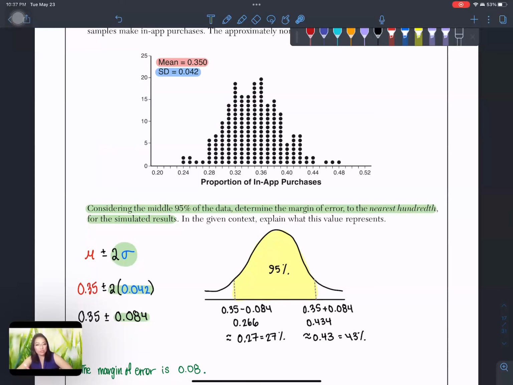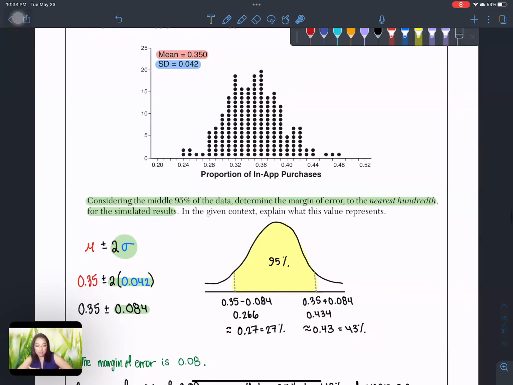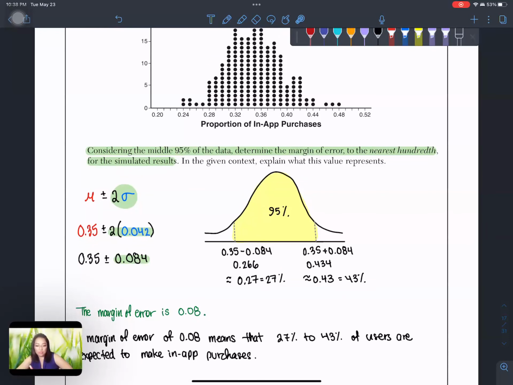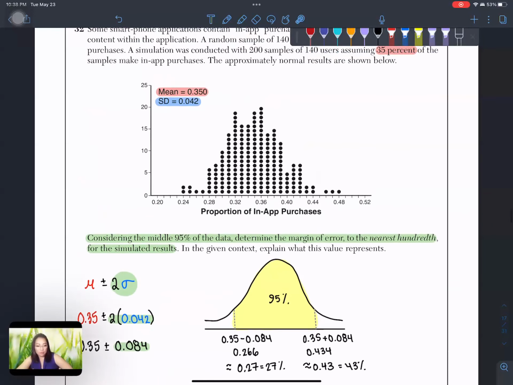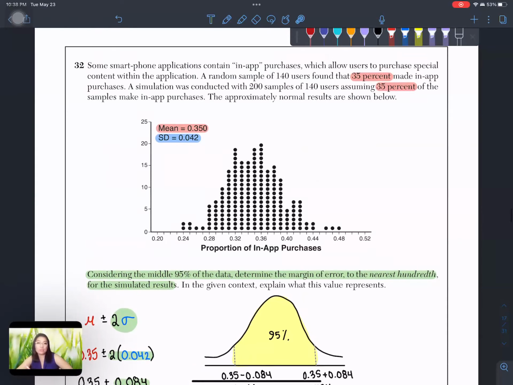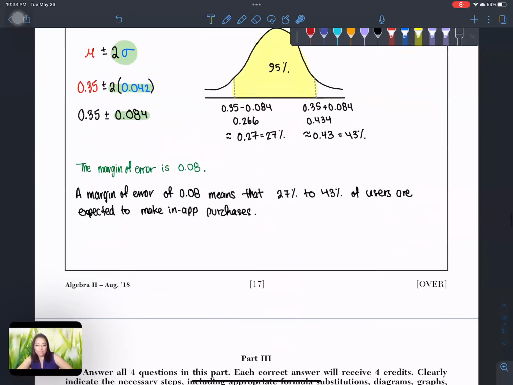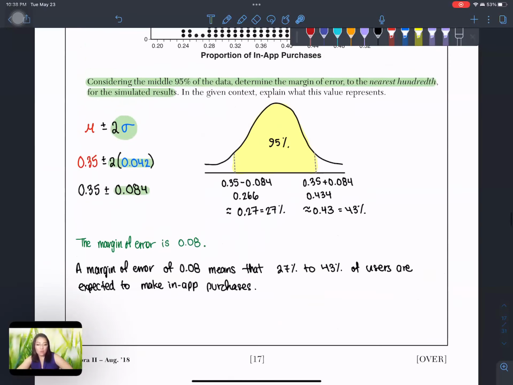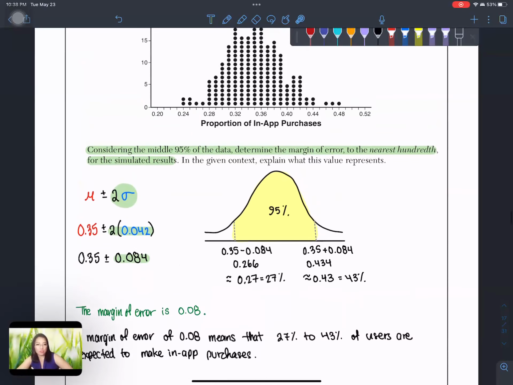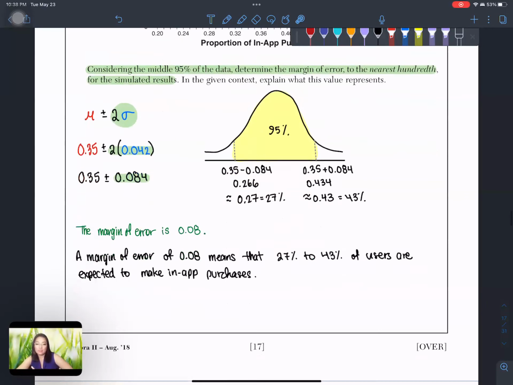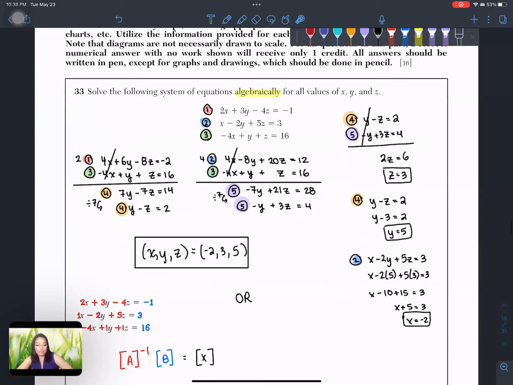So yeah, a margin of error is like, where could your error be? Like, where is your true mean? Your true mean is between 27% and 43%. And what was the mean here? The mean was 35%. Because we will never know what the true mean is. So we're trying to find it.